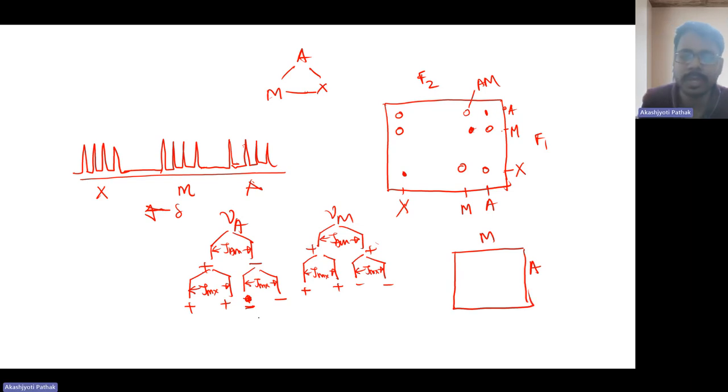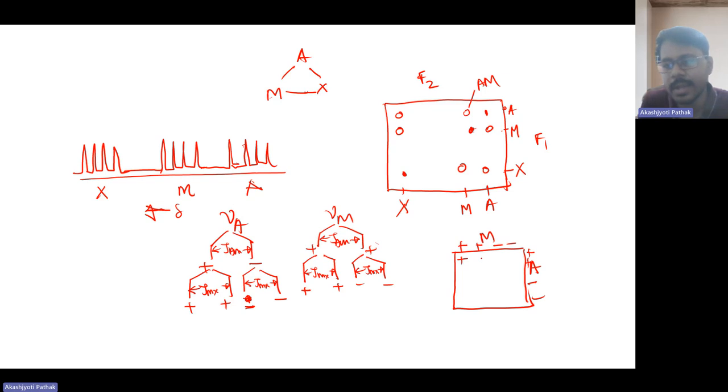So how many components will you have? For M you have plus plus minus minus, and for A you again have plus plus minus minus. So you multiply these, and you will have 16 components, right?